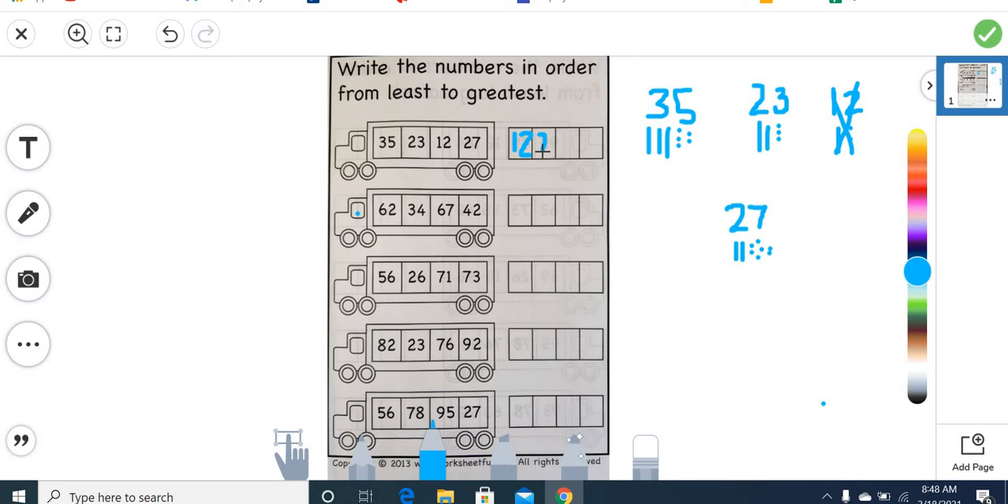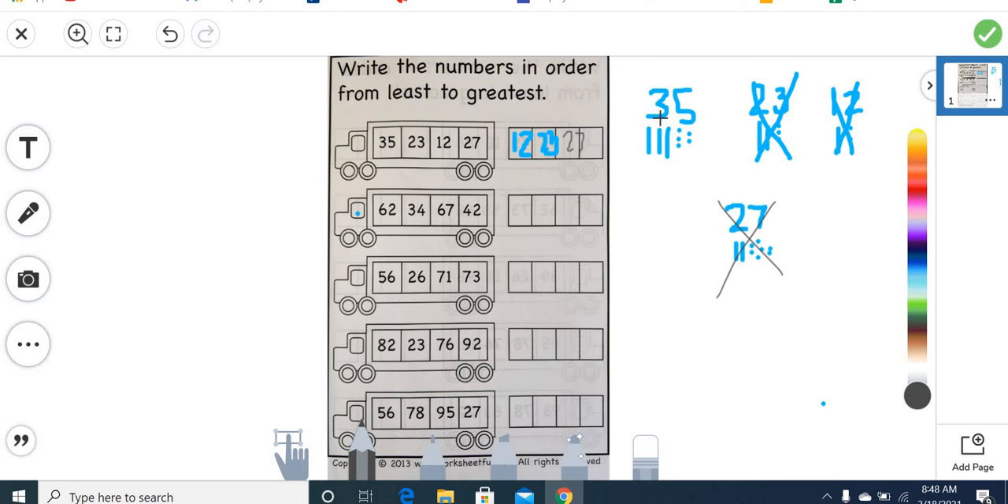It is smaller than 27. And do your best writing in this because it's not easy. Alright, I'm going to go ahead and X 23 out. Now I have 35 and 27. If I look at my rods in 27 and my rods in 35, I can tell that 27 is smaller than 35. 35 is a bigger number. I'm actually going to switch this up and use a smaller point. Okay, 27 comes next, right? I'm going to mark that out.